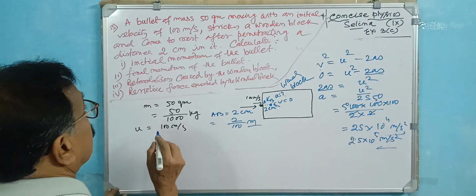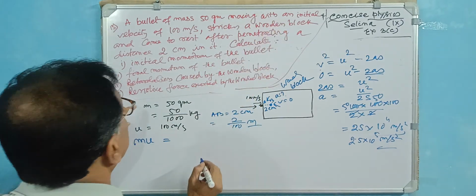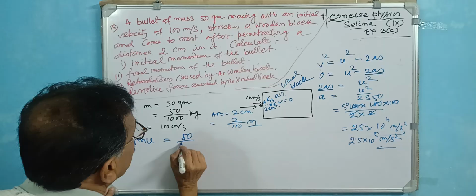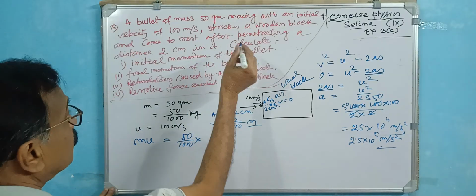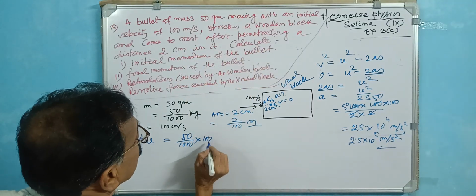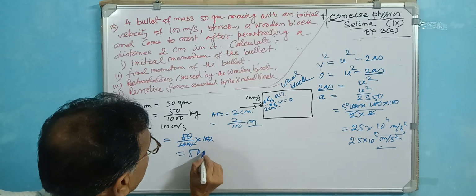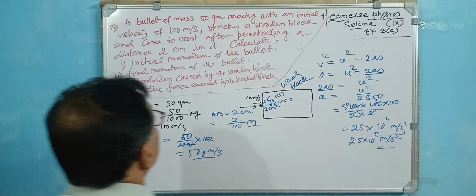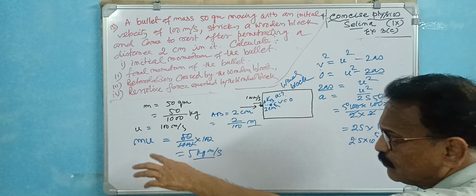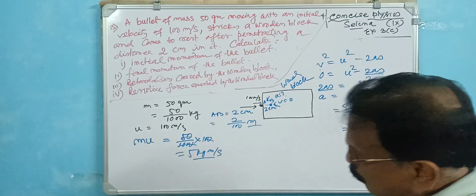Now the initial momentum of the bullet. What is the mass? Mass times u. The mass is half kg, no, this is 50 by 100 kg, and the initial velocity is 100 meter per second. So you cut this, this is 5, so 5 kg meter per second. This is the initial momentum. The initial momentum is very easy: mu, m is 50 gram, 50 by 1000 into 100.